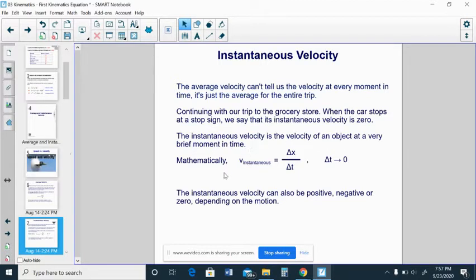So mathematically, you would say that the instantaneous velocity is still that total displacement, that change in displacement divided by elapsed time, but we're making time zero, or at least very close to zero. So when you write the equation, you're basically just saying that this is time, not necessarily change in time, just time. So this instantaneous velocity can also be positive, negative, or zero, depending on that motion.